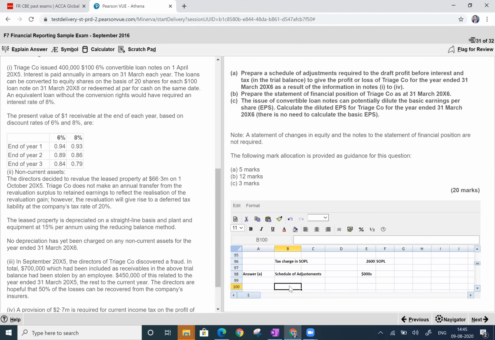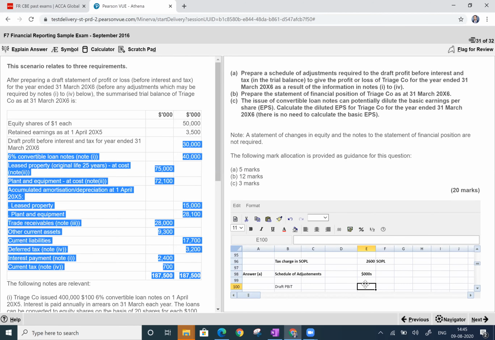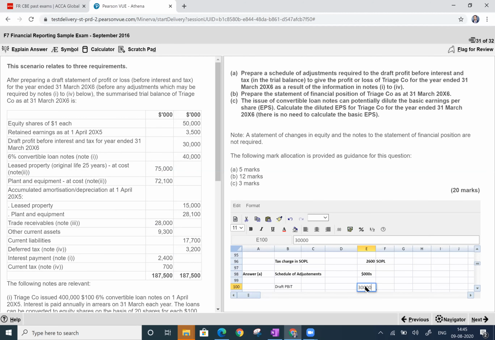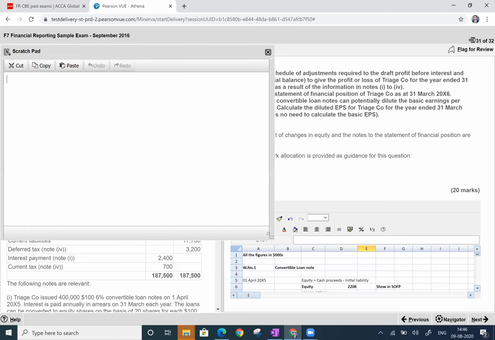So let's start. What have they given? Draft PBIT, before considering all those items. So we start with draft PBIT in the trial balance. Draft PBIT as per the trial balance before considering all those items is 30,000. Now what you have to do? You have to go there and pick out all the SOPL items. Now listen. I'm just going to show you the usefulness of this scratchpad. I'm using a scratchpad here, and adjusting the size. You can adjust the size if you want.